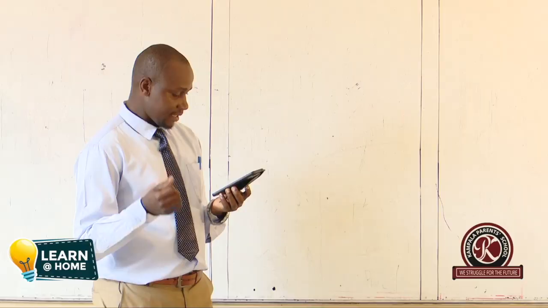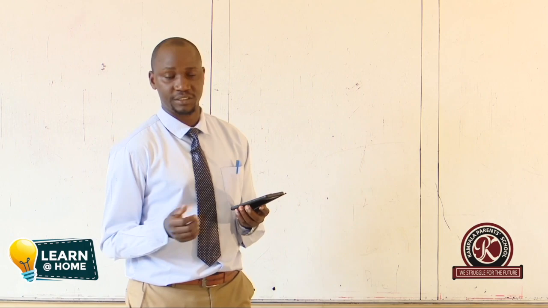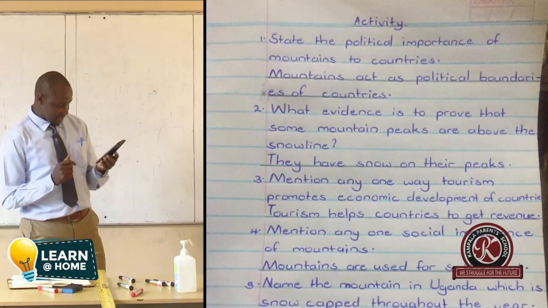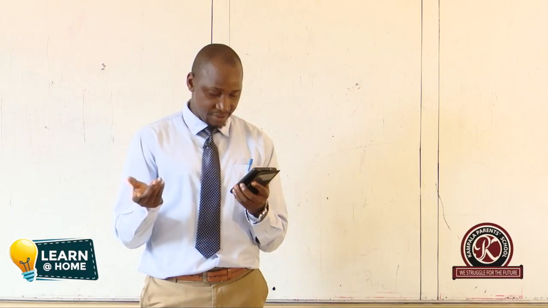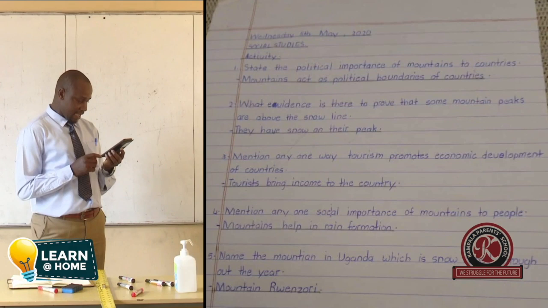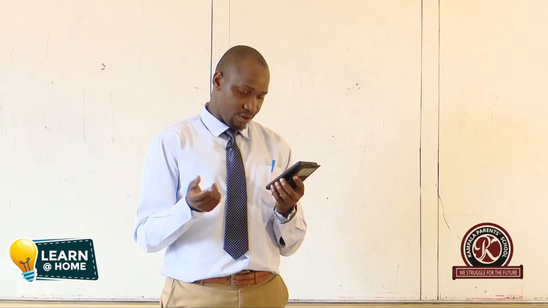You did well, but you only failed number four. We are going to look at it. We are going to make corrections for it. This is Indagire Praise from St. Stephen Primary School, P6. You submitted your work. We are going to look at it. This is Nsiro Efran from Kireka Hill Infant School, P6. You passed all.